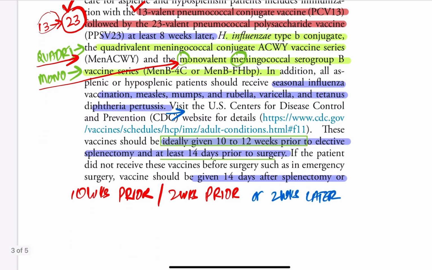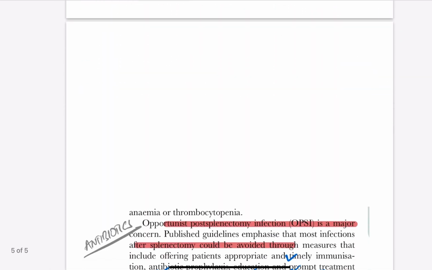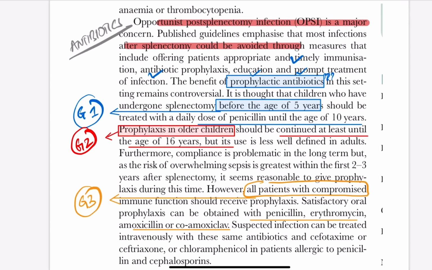The other point additionally given in Sabiston is that the ideal duration prior to surgery is a minimum of 12 weeks, which is a good point before surgery at which to give the vaccination. So this is all about vaccination. And now let us see the antibiotic prophylaxis that has to be given after splenectomy.